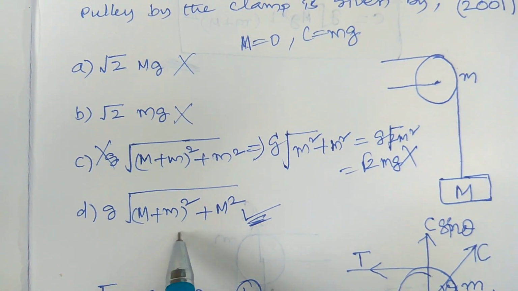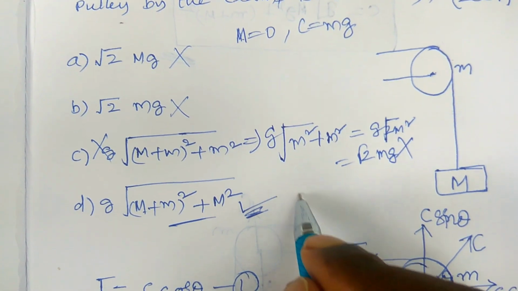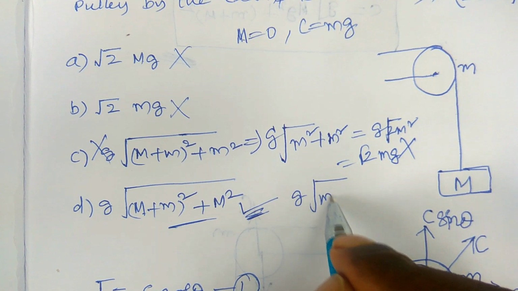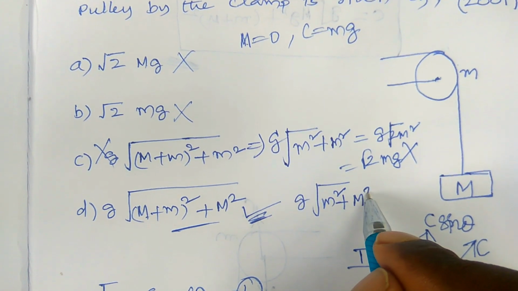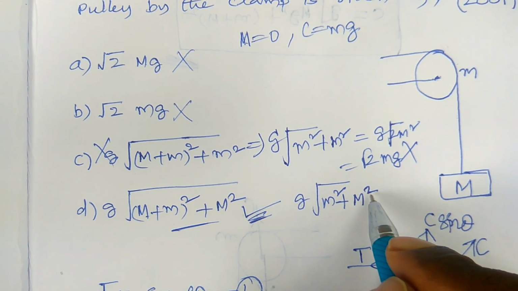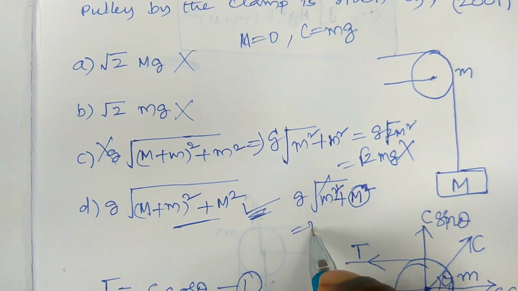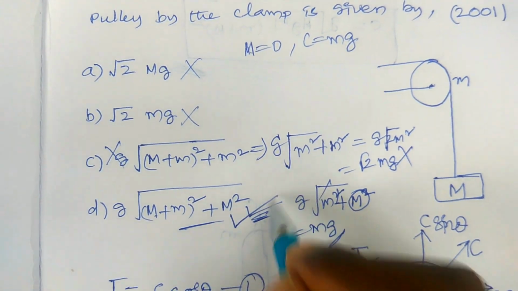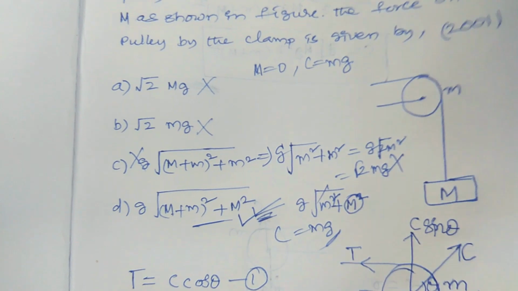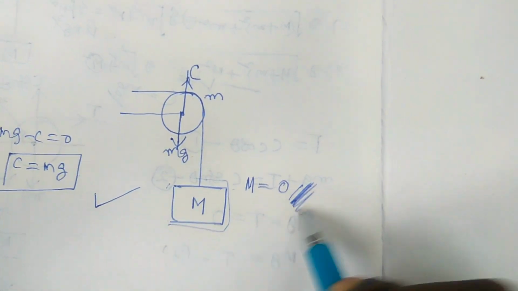And coming to the last one, here capital M is equal to 0, then g into under root of m square plus capital M square. So then capital M is also 0, m square plus m square, the square and root will be cancelled, that is mg, whereas C is equal to mg, so our answer will be option 4. So this is our small trick when we guess logically.